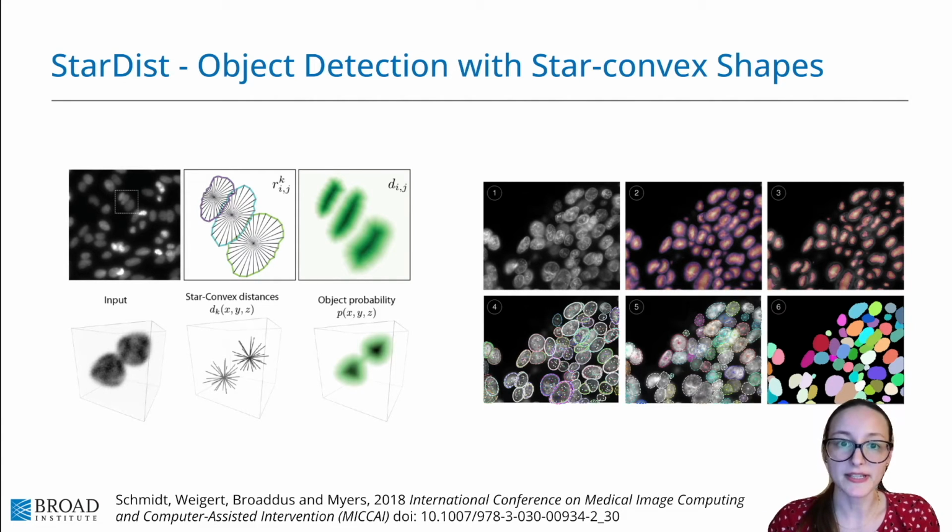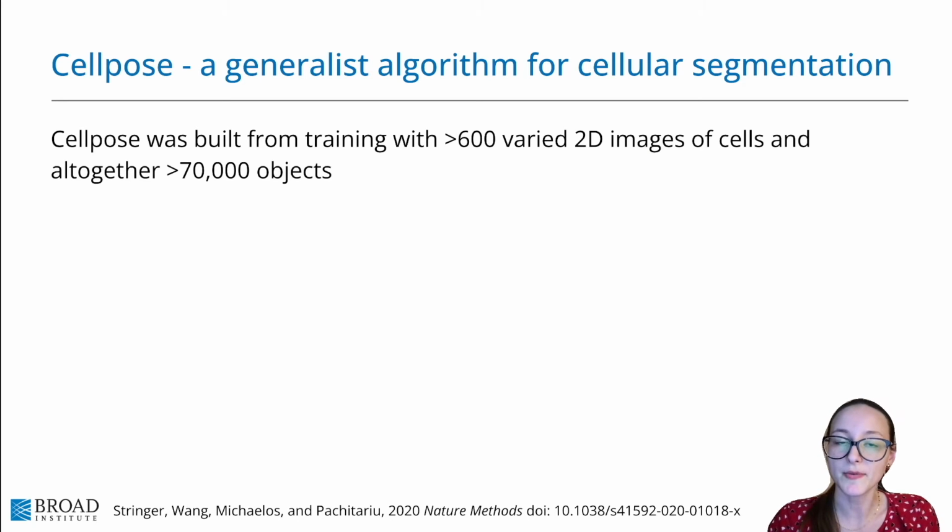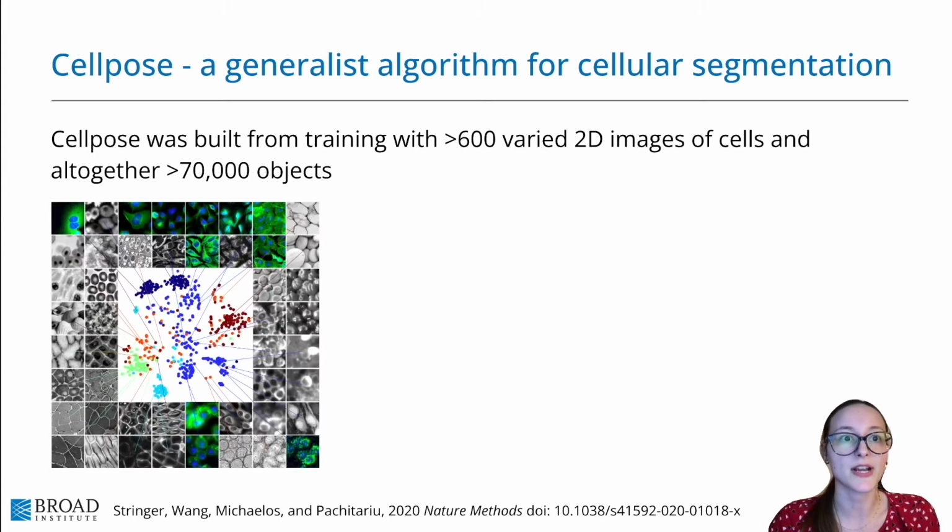So Cellpose is a similar deep learning tool, but a little bit different. It's a generalist algorithm for cellular segmentation. It's built around the idea that there are a lot of different styles of biological image, and the question of, is it possible to develop a generalist algorithm that works well across styles? Cellpose was built from training over 600 various 2D images from these different styles, altogether more than 70,000 objects.